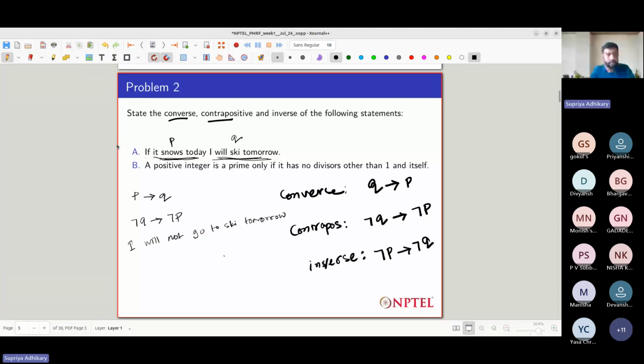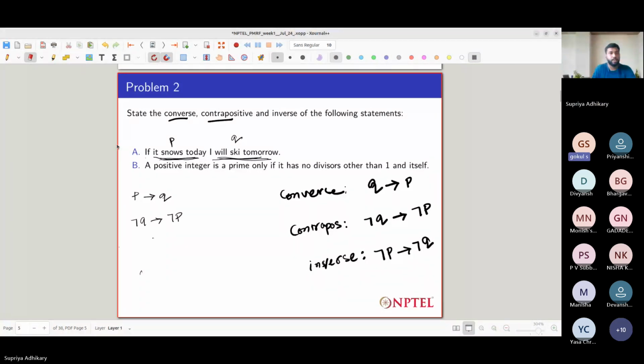And what is the negation of this statement over here? It snows today, so it doesn't snow. Okay. So the contrapositive statement should be: if I will not go to ski tomorrow, then it doesn't snow. So this should be the contrapositive statement. Okay.